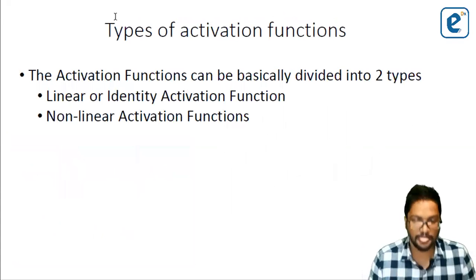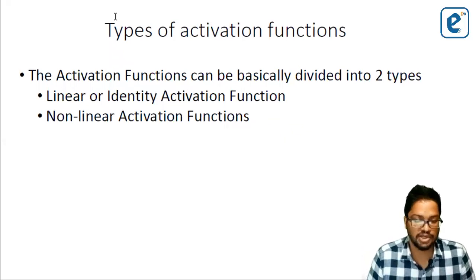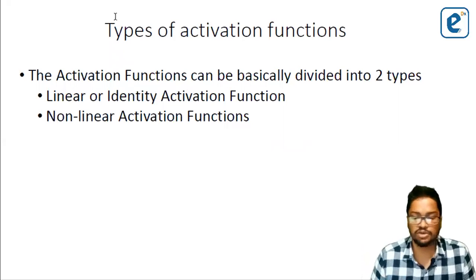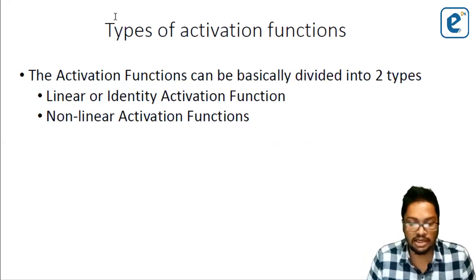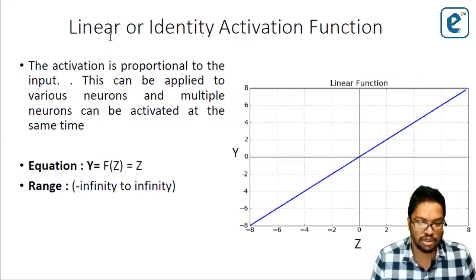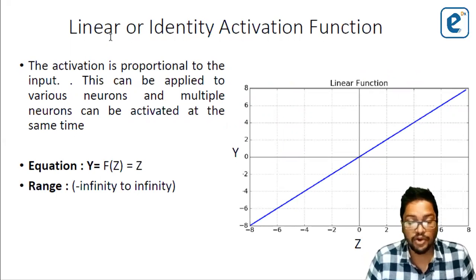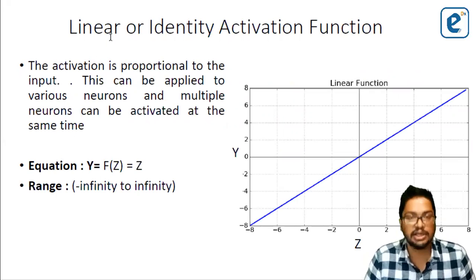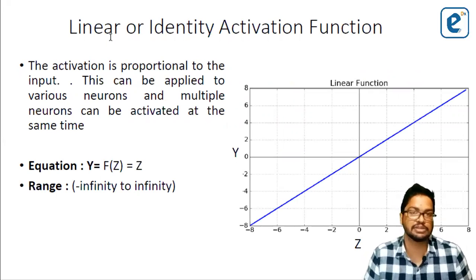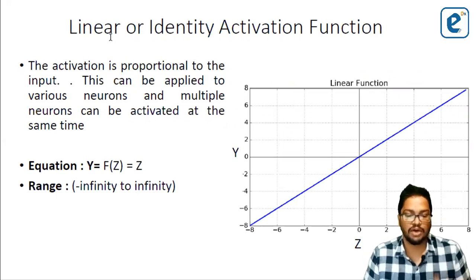Okay, so basically we have two main types: linear activation and nonlinear activation. We will first talk about linear activation, and later move to nonlinear activations. Linear activation is quite simple. We calculate the Z value as I mentioned earlier, then Y, the output of the neuron, will be the same as Z. So Y equals Z. That's what you call linear activation.